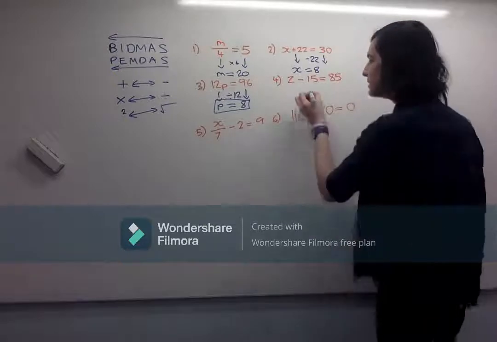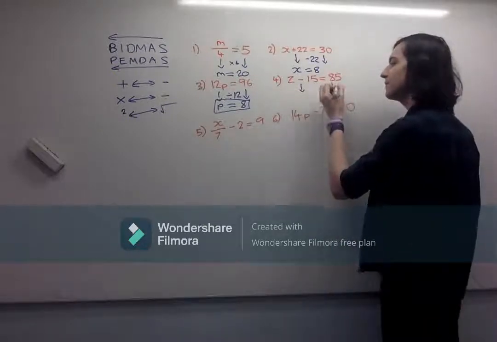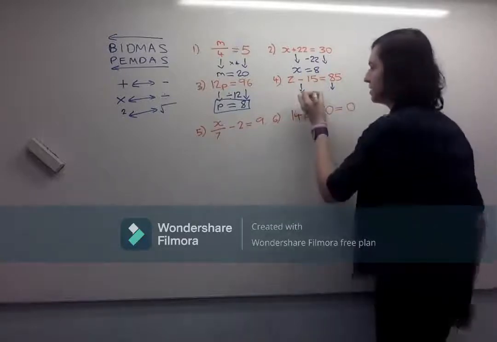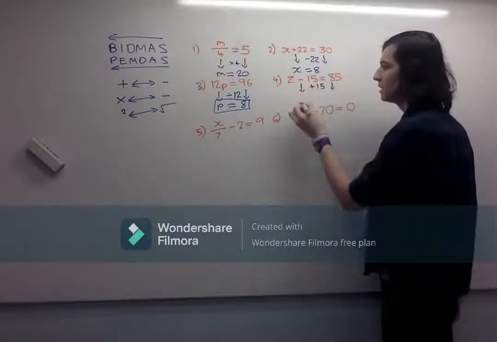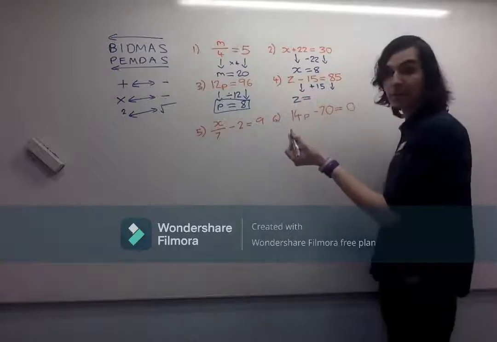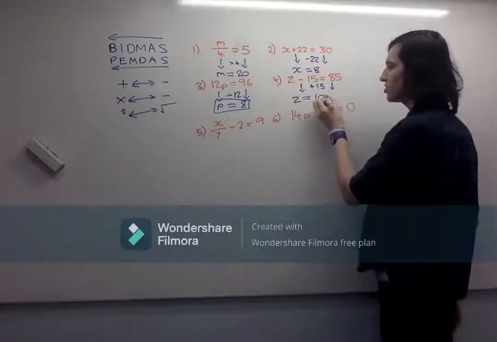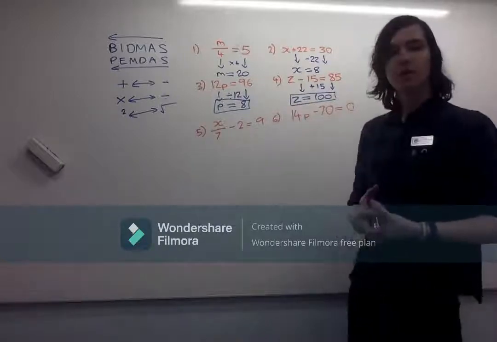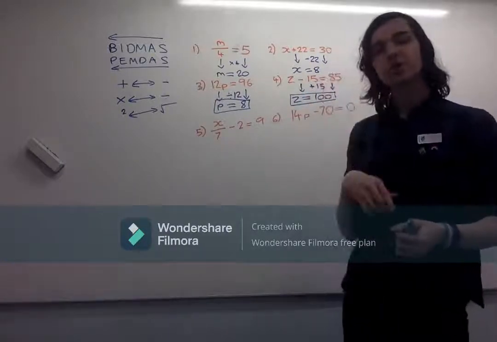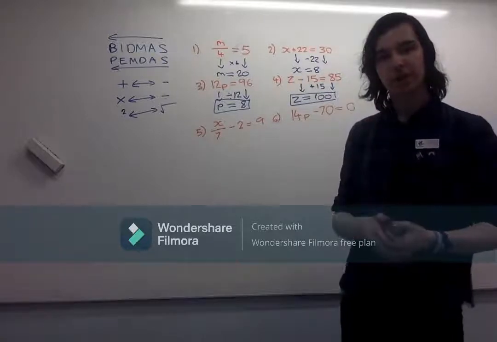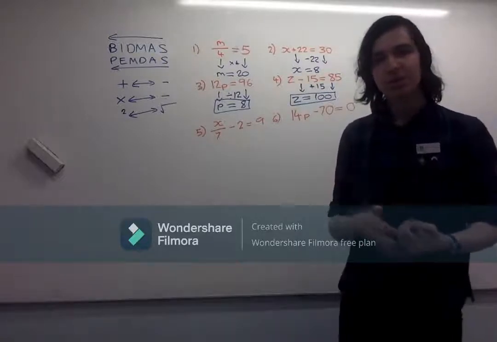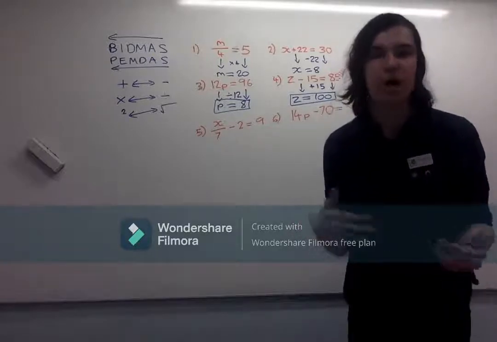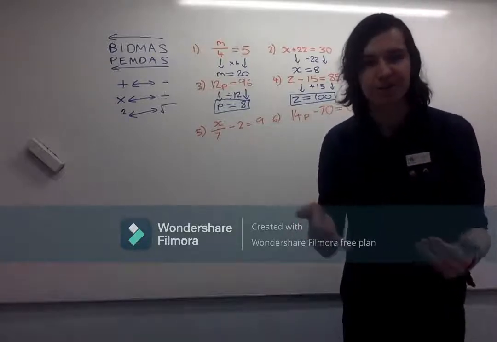Next up, z minus 15 equals 85. Subtraction. How do we cancel it out? We do addition. So we're going to do adding 15. Z equals 85 plus 15, which will give us 100. Like that. So far what we have done is we have done one-step solving equations. It's only taken us one step to get from question to answer. Well, or from equation to solution.